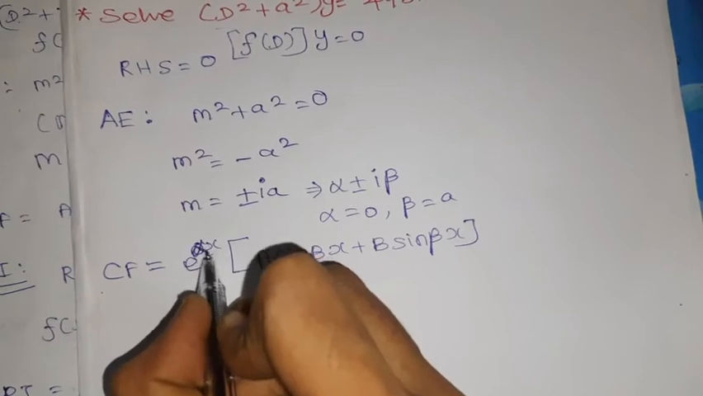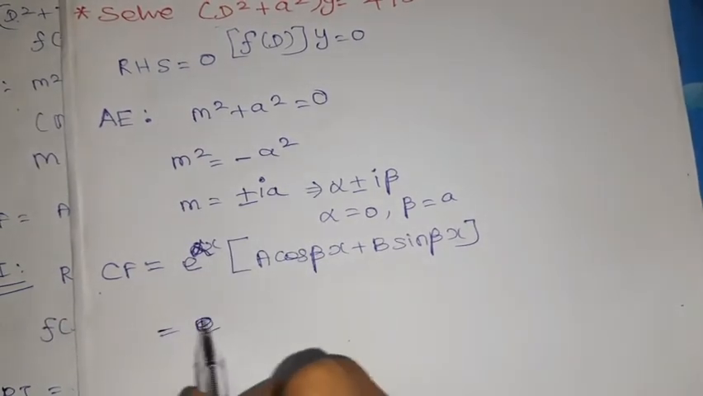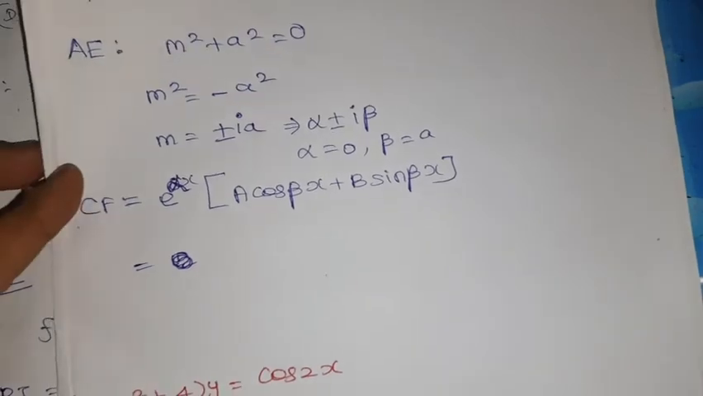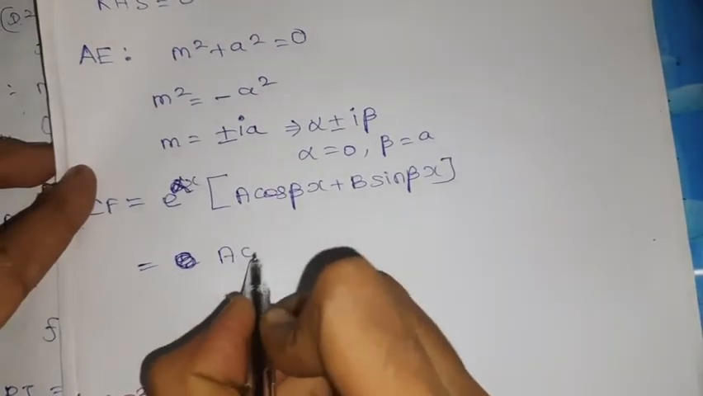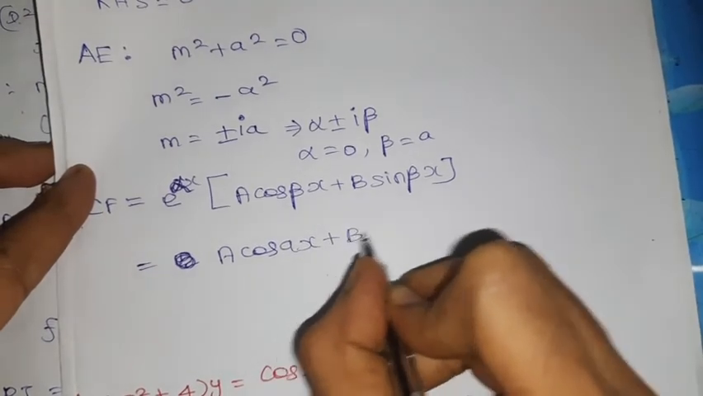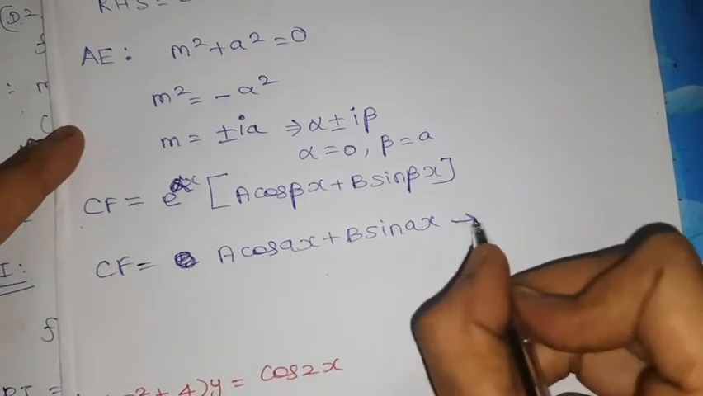This is e power alpha x, with alpha equal to 0. So e power 0x will be 1 only. E power anything, e power 0 is nothing but 1. So the complementary function is a cos ax plus b sin ax. This is equation 1.